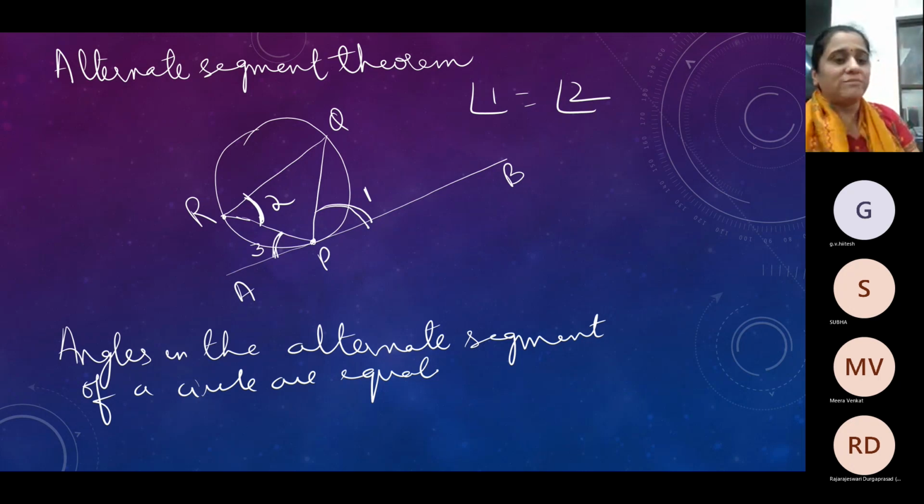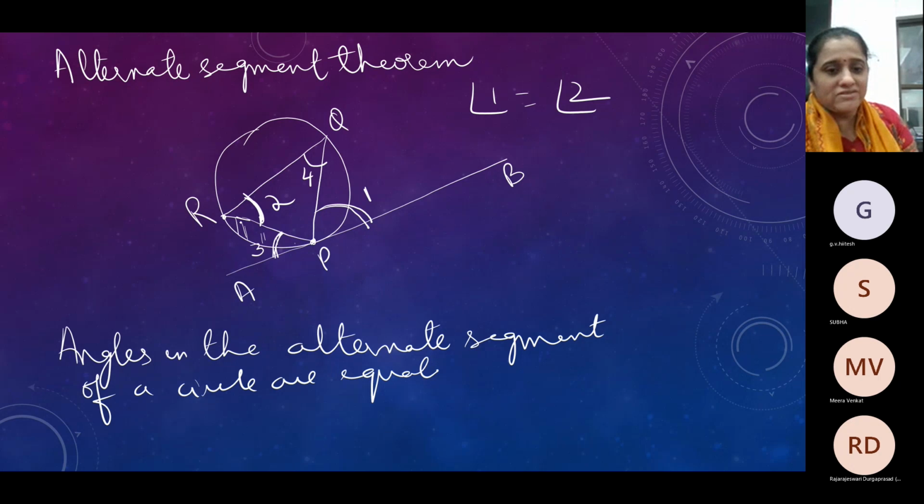Now you can make out the segment there. This is the segment. PR is the chord. So this is the minor segment, right? Minor and major segment. So leave this one. Take the alternate segment. What is Q? It's a point on the circumference of the alternate segment. Yes or no? And then can I mark this angle as 4?